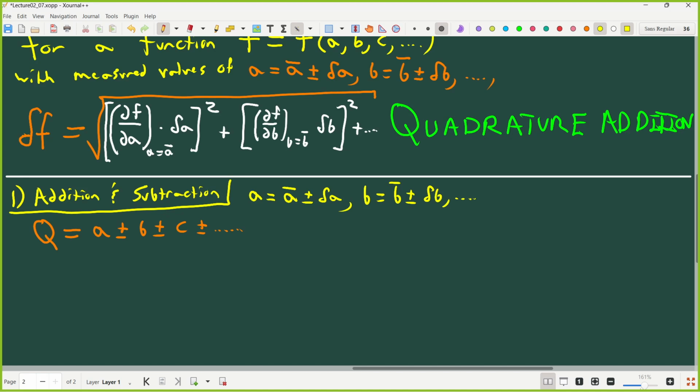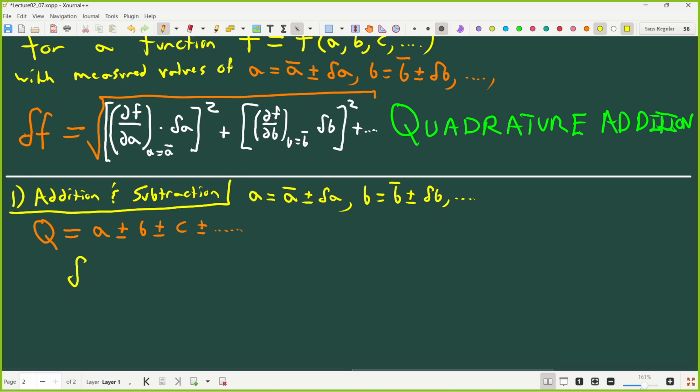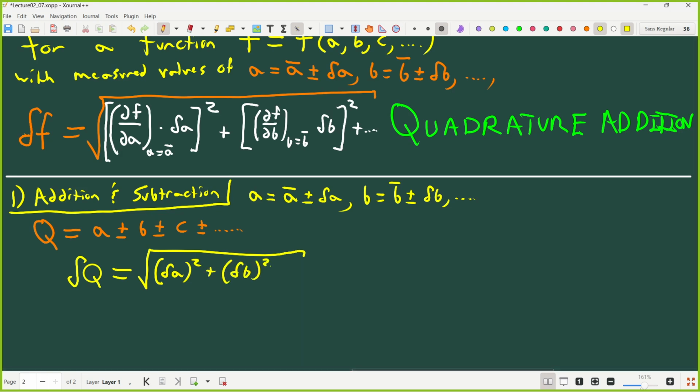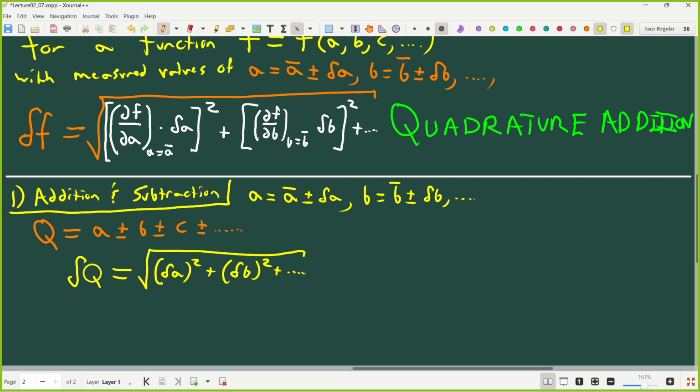So what that means is that the error in q is just the square root of the sum of the errors of each constant: delta a squared plus delta b squared plus, and so on. It's not hard to get from here to here. Really, really easy, because let's just do it really quickly. Really simple. We only do one term.